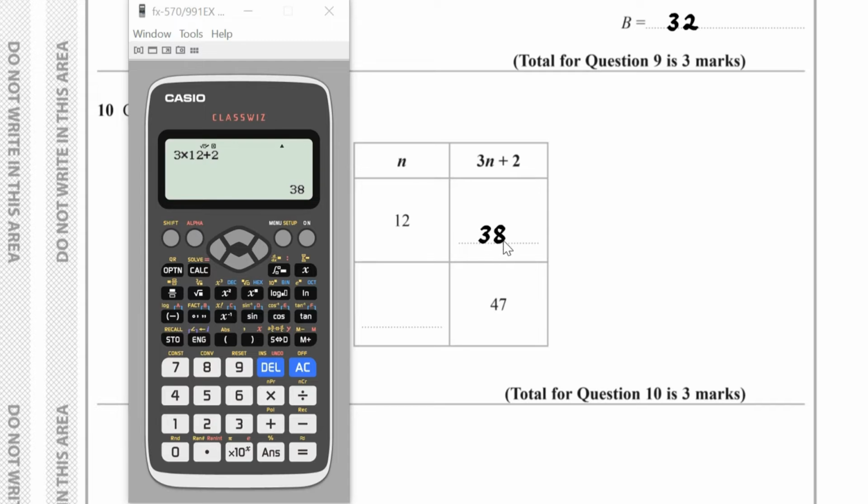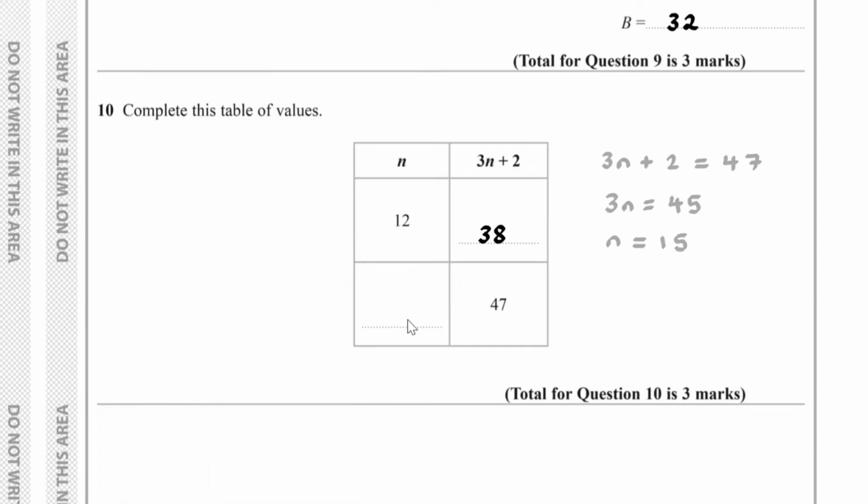Next, I'm given the value of 3n plus 2, which is 47. I need to work out the value of n. Well, if we create an equation, we have 3n plus 2 equals 47. Subtracting 2 from both sides, we see that 3n is equal to 45, and dividing both sides by 3, we see that n is 15. So we've got 15.